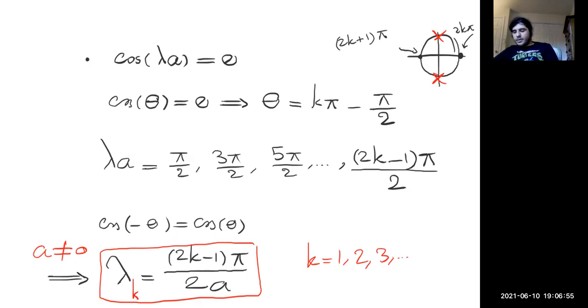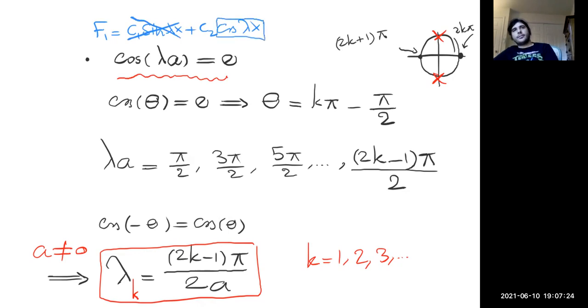Well, so we know cosine of lambda a is equal to 0, right? So remember, what we learned was f1 is equal to c1 sine lambda x plus c2 cosine lambda x. One boundary value condition told us the first term is equal to 0. The other one told us cosine lambda x is equal to 0 at the point x equal to a, which is this condition.